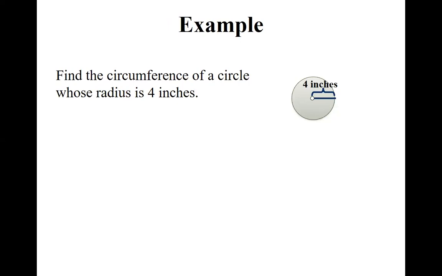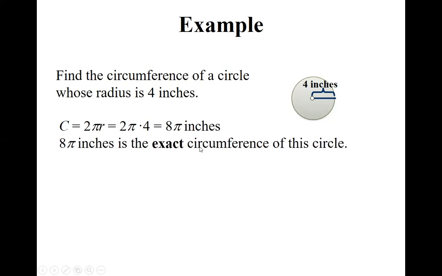So an example problem: find the circumference of a circle whose radius is 4 inches. If the radius is 4, the circumference is 2 times pi times 4. 2 times 4 is 8, so 8 pi inches. That would be an exact circumference in terms of pi.